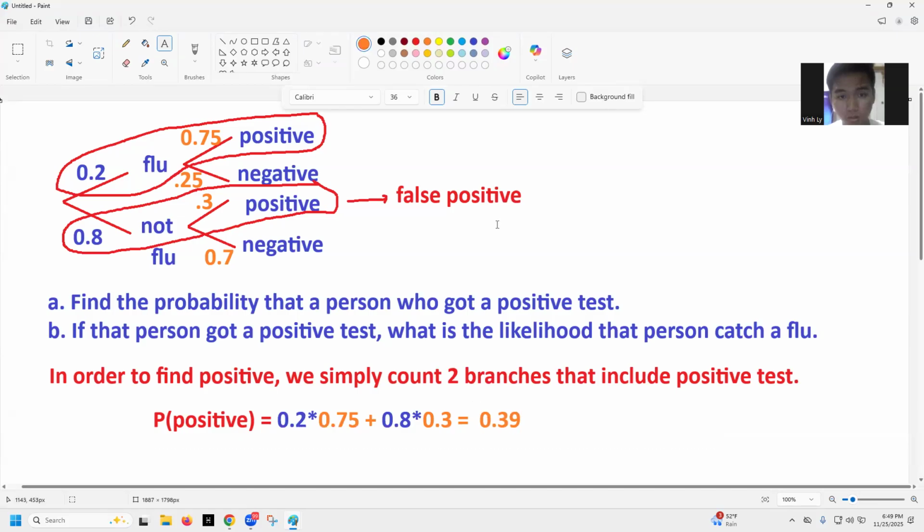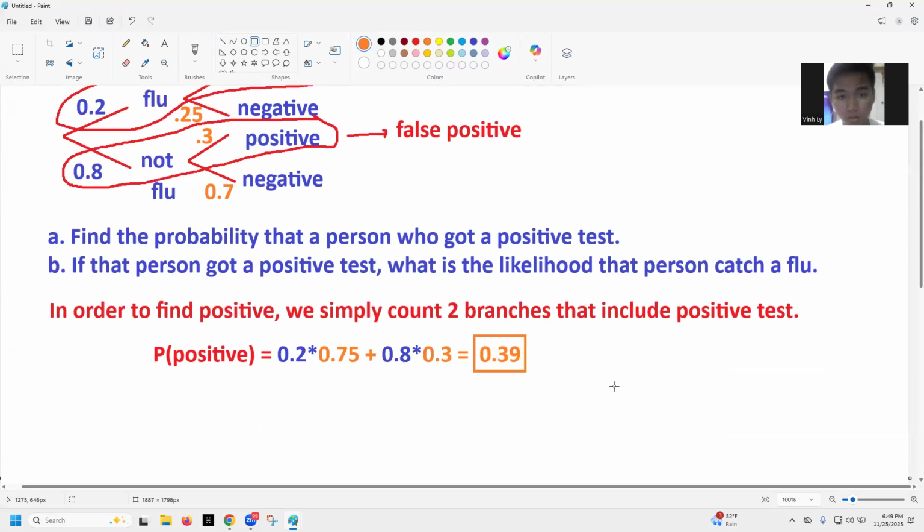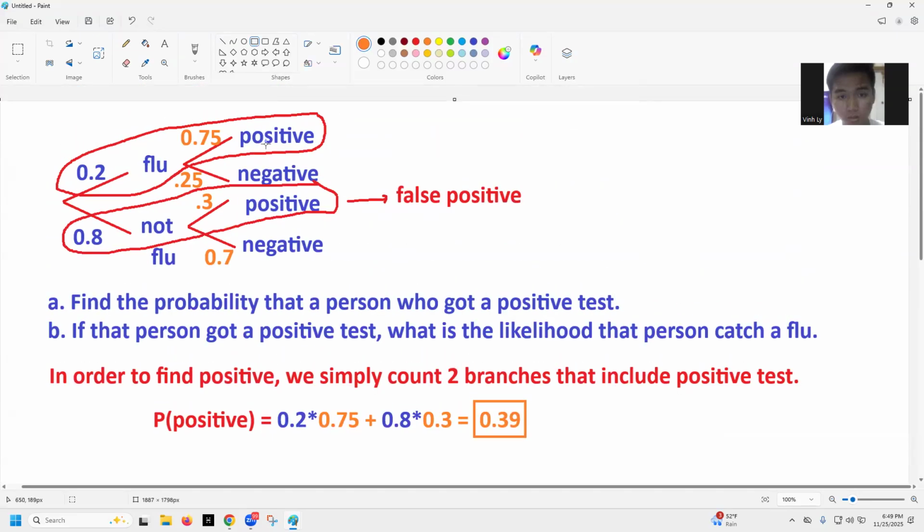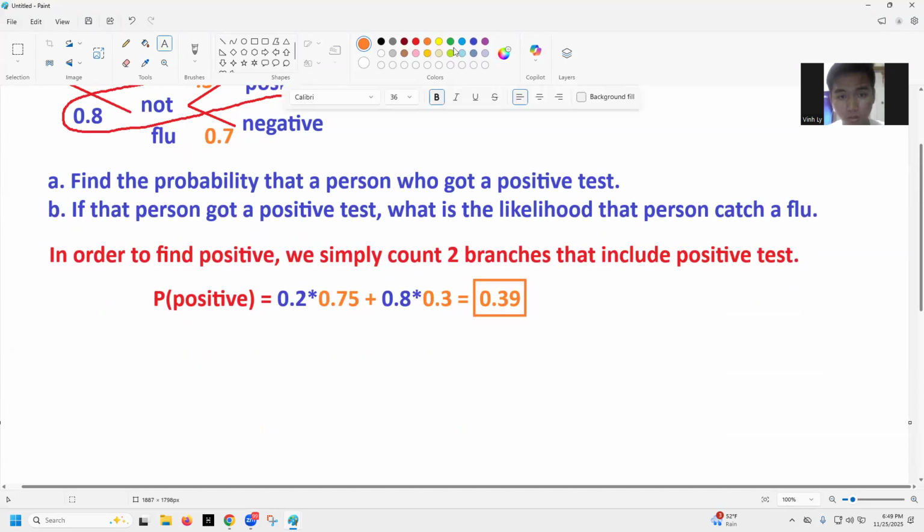So that's the likelihood a person tests positive, given both those who got a flu and those without a flu. So positives and false positives. They are both positive, but those who do not have a flu, which we call false positive, and those who got a flu, which is also positive. Now we're gonna go for part B.